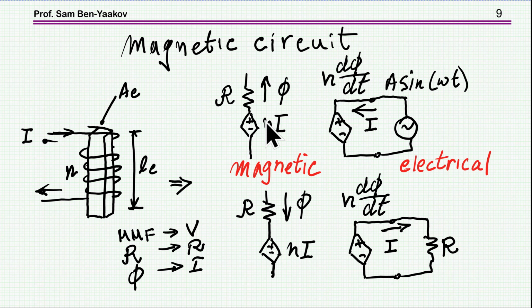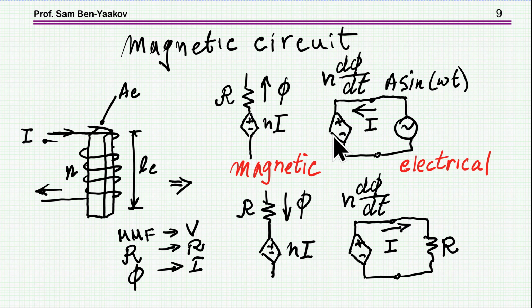Now we miss an interface between this magnetic circuit and the electrical part, that is these two terminals, and we can do this by having a dependent voltage source defined as N dΦ/dt, which would generate a voltage here depending on the flux that we have in this branch, actually the derivative of the flux.